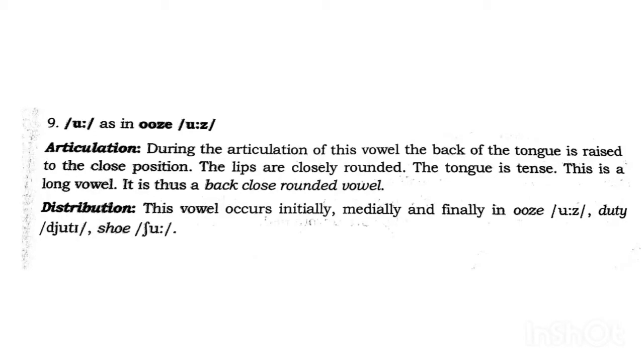Coming to the distribution, this vowel occurs initially, medially and finally, as in ooze in the beginning, duty in the middle, medially, and in the ends, dear and t at the ends, and due, oo in the middle. Here the sign of the long vowel is missing. It is supposed to be there. Then the last one, shoe, which occurs finally. Example of where the vowel occurs finally.